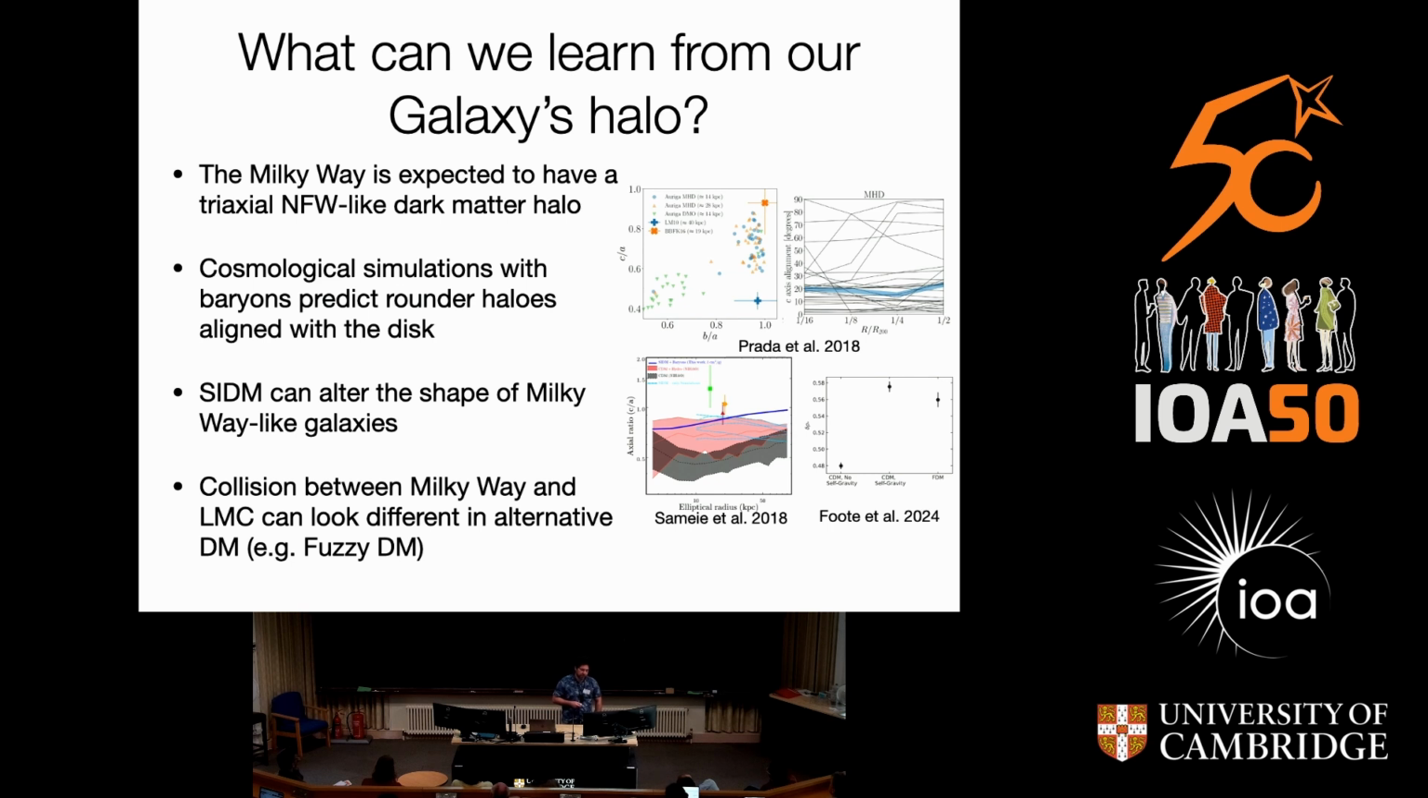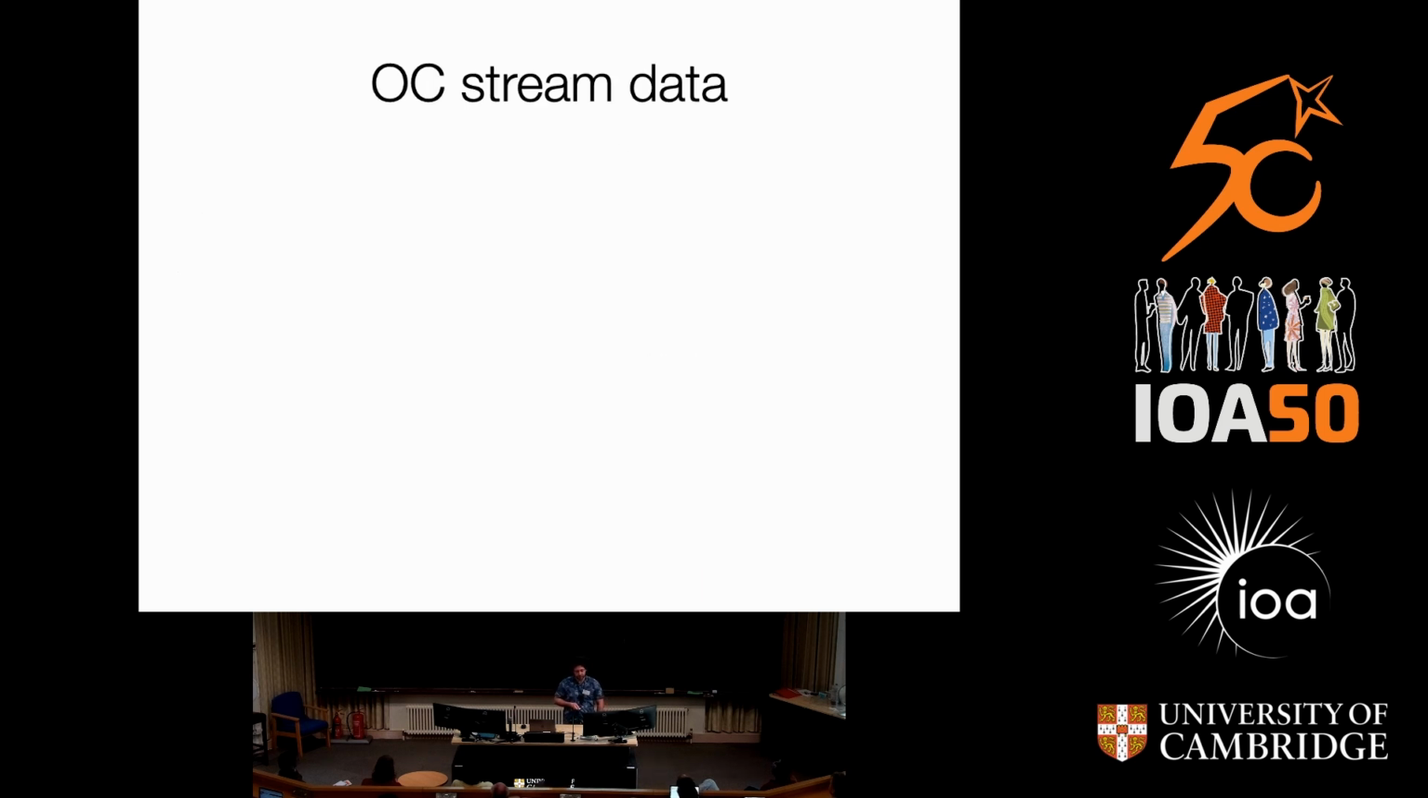And then Jason alluded to this as well, but we can also, in fact, use streams to see what the LMC is doing, and that looks a bit different in things like fuzzy dark matter. So there's lots of rich things we can learn about dark matter if we could only measure the potential of our galaxy. All right. So let me show you the data, just to show you that we have data, and then I'm going to flip over to what we can do with it.